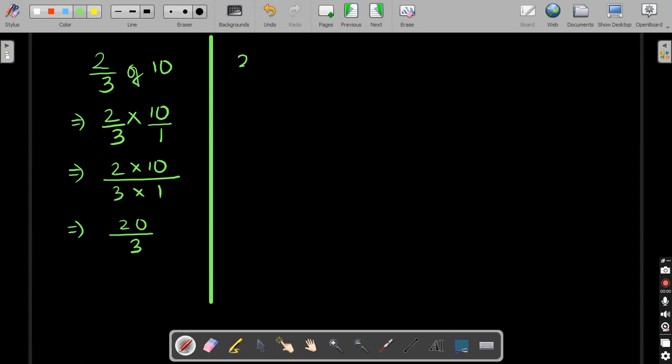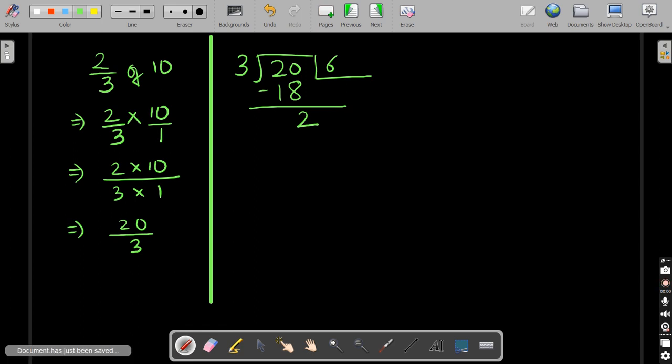Okay, so let me divide this number. 3 divided by 20. Now 3 6s are 18, we got. The remainder, how much did I get, dear student? 2. Correct. Now to remove this, I already told you they introduce a mixed fraction.